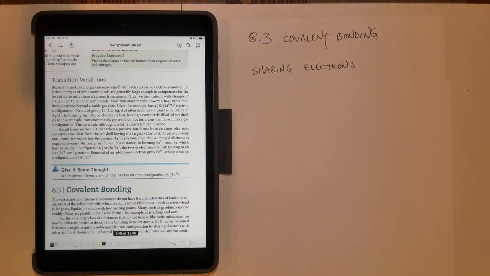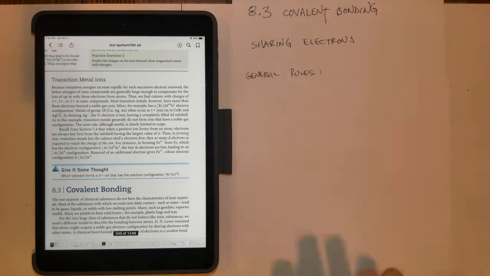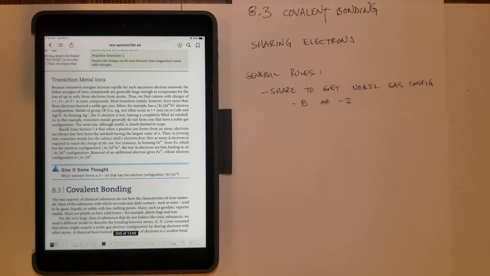In section 8.3, we'll look at covalent bonding. Covalent bonding is the sharing of electrons, unlike ionic bonding where electrons were actually stolen or transferred to something else. There are general rules to this covalent bonding, or this sharing of electrons. Rule number one is that things share to get a noble gas configuration of electrons, to get an octet, 8 electrons if they can, a duet if they're less electrons, like hydrogen, for example, to become helium.